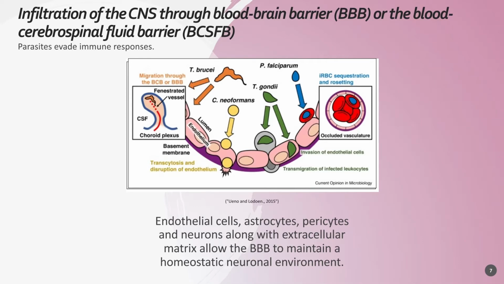The blood-brain barrier and blood-cerebral spinal fluid barrier maintain homeostatic neural environments. Endothelial cells, astrocytes, and neurons, along with the extracellular matrix, make up the barrier. The choroid plexus functions as an interface between the blood and cerebral spinal fluid. Protozoan and helminth parasites can infiltrate the central nervous system by either crossing or disrupting the blood-brain barrier or the blood-cerebral spinal fluid barrier, evading immune response.